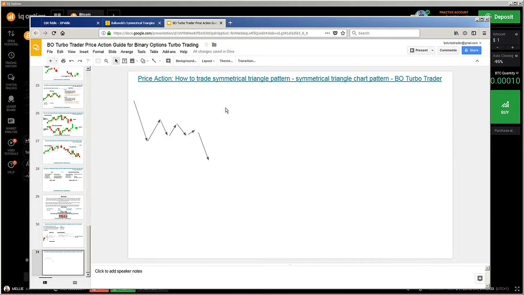If we do the same thing from below to above, we have this here. We are in an uptrend, and then we get a higher low. This is a higher low, and then we get this one here. The characteristic is that there will always be lower highs and higher lows. That is what makes up a symmetrical triangle.